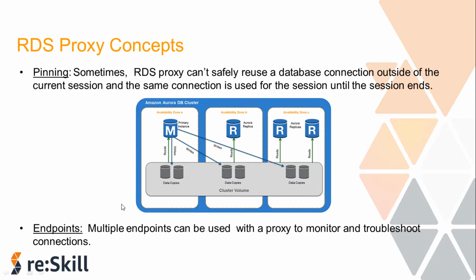And then come the endpoints. Multiple endpoints can be used with the proxy to monitor and troubleshoot the connections. You can use reader endpoints with Aurora database clusters to improve the read scalability and high availability for your query intensive applications, basically the read heavy applications. And then another type of endpoint, you can use a cross VPC endpoint to allow access to a database in one VPC from resources such as Amazon EC2 instances in a different VPC.